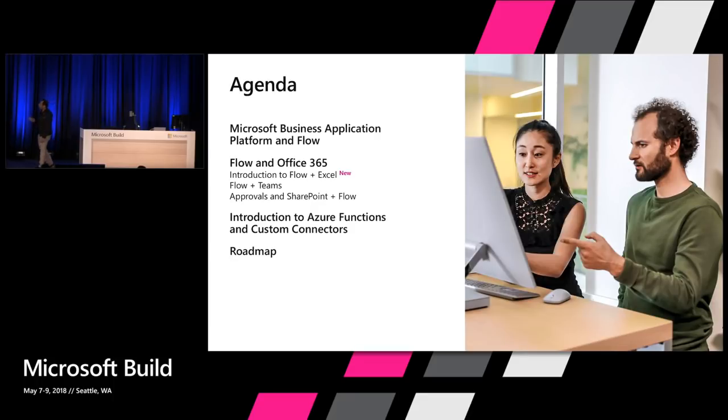In today's session, what we'll do is we'll talk about how Flow fits in to the Microsoft Business Application Platform. We'll then deep dive into Flow and understand how to build a Flow and how it integrates with Office 365. Specifically, we'll look at Flow and Excel. It says new. We'll see what that means. We'll talk about Flow and Teams, and then we'll also talk about SharePoint and Flow, as well as approvals. We'll then also discuss how you, as a professional developer, plug into this ecosystem through Azure connectors and through Azure functions and custom connectors. And finally, we'll round things off with a roadmap of where we're headed in the next 6 months.